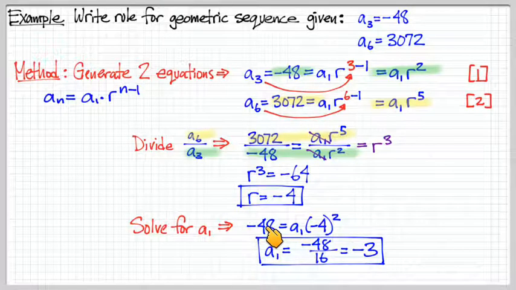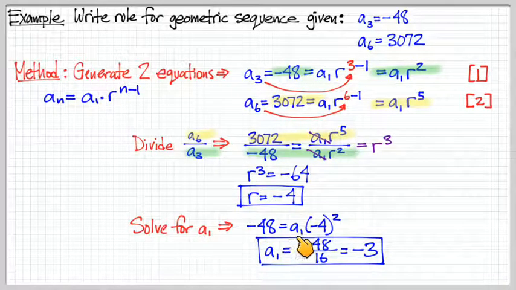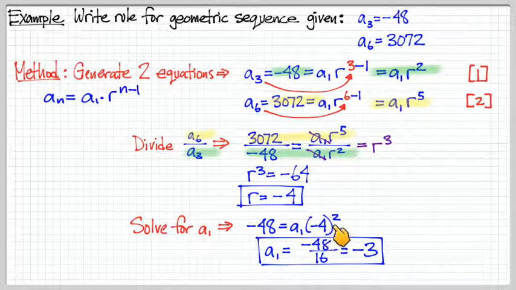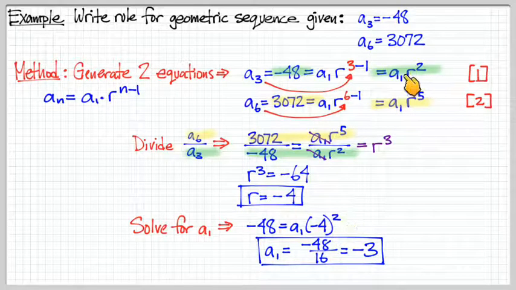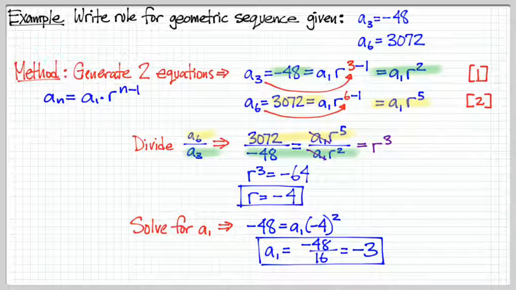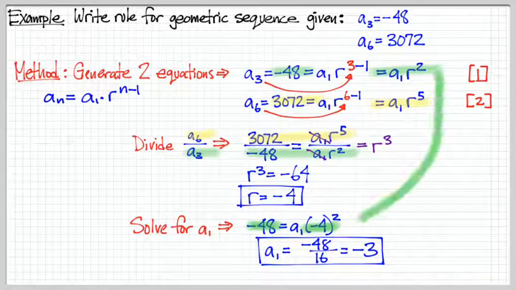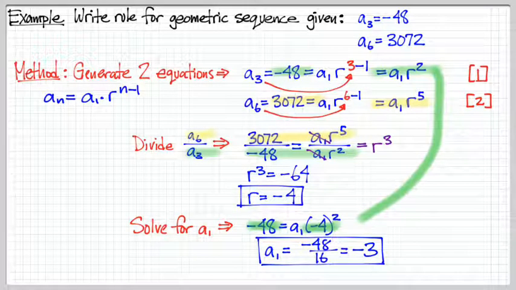So I get negative 48 is equal to A_1 times negative 4 to the second power. That's again from this equation right up here in green. Okay, so from there, we solve for A_1. We find A_1 to be negative 3.